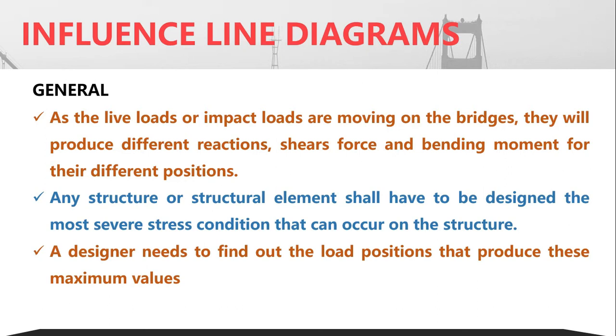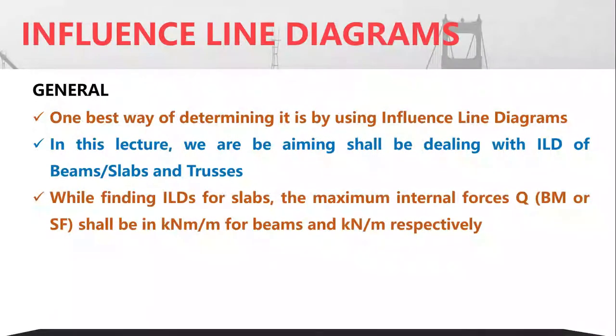As these rolling loads move, at a particular section there may be a position at which the section will have maximum bending moment or maximum shear force. So the structure must be designed based on that maximum value. Now the best way of determining this maximum value at a section is by using influence line diagrams. In this lecture we shall be discussing ILDs, influence line diagrams, for beams or slabs and then trusses.